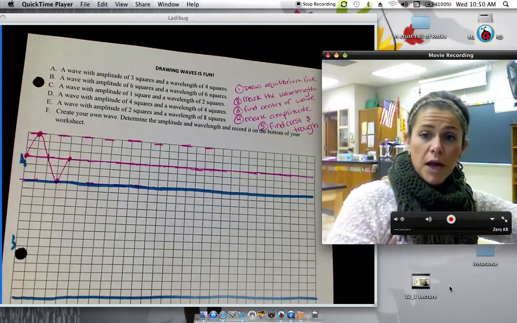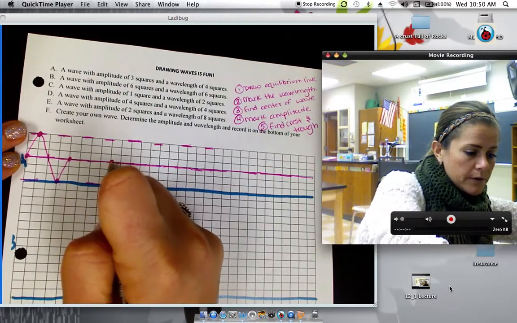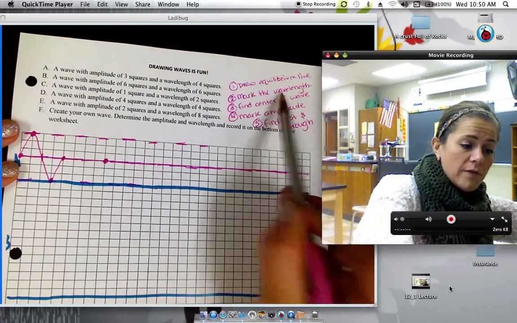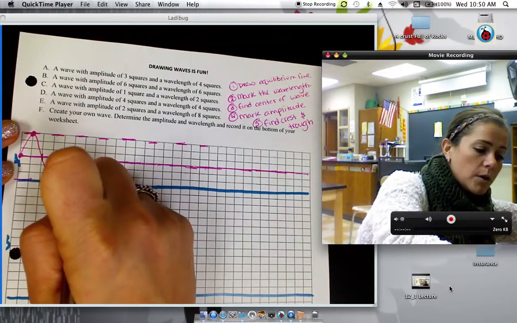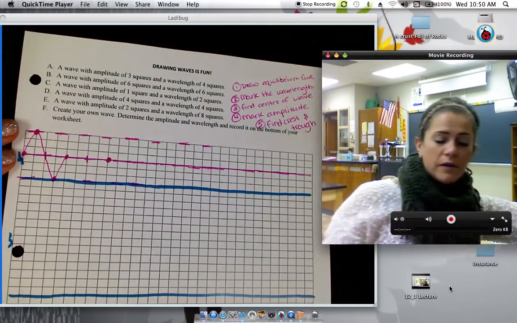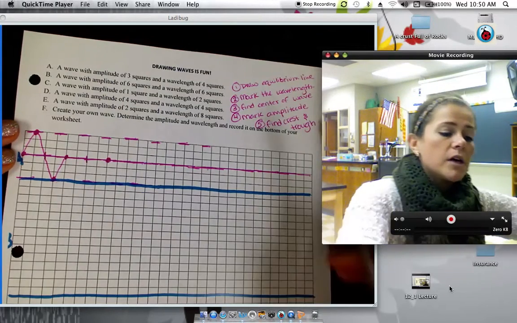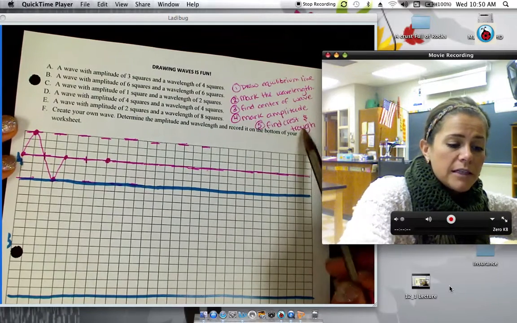So let's do that one more time. So I'm going to count over 1, 2, 3, 4 spaces. I'm going to then mark the wavelength. I'm going to find the center of the wave. 1, 2, oh, and that was 2 because our wavelength's 4, so half of that is going to be 2. Then we're going to mark the amplitude, so we already have that marked. And then we're going to find the crest and the trough.